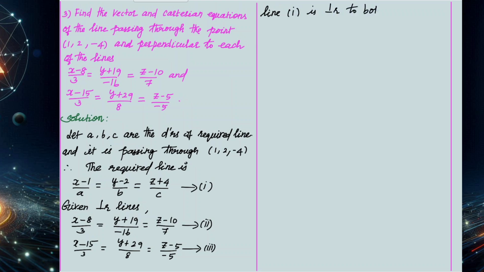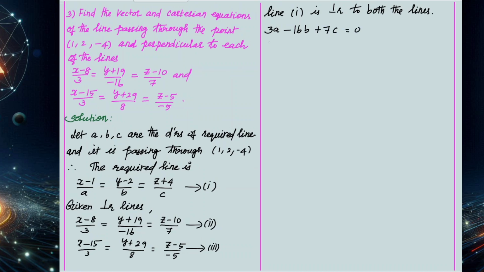Line 1 is perpendicular to both the given lines. Therefore, the sum of the products of their direction ratios will be equal to 0. So 3a minus 16b plus 7c equals 0. Similarly, 3a plus 8b minus 5c equals 0. These values are the denominators of equations 2 and 3. Now let us solve these two equations.